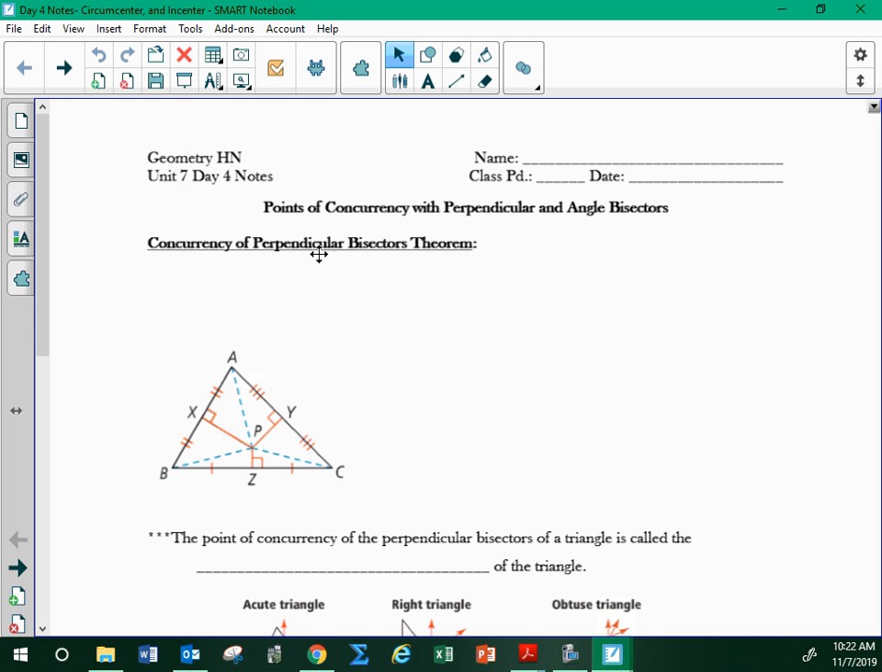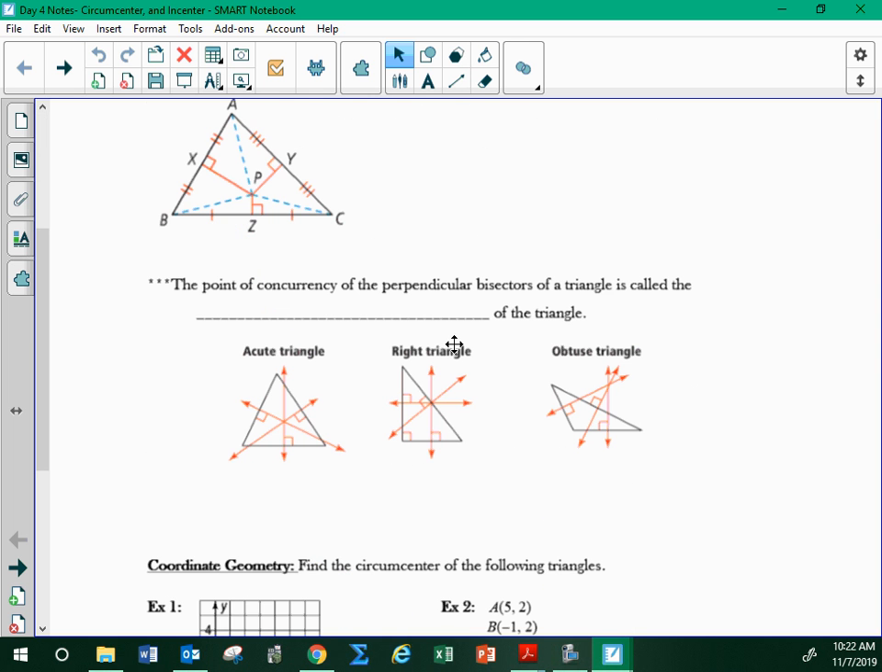So before we dive into what the theorem actually says, the point of concurrency of the perpendicular bisectors of a triangle is called what? Circumcenter.